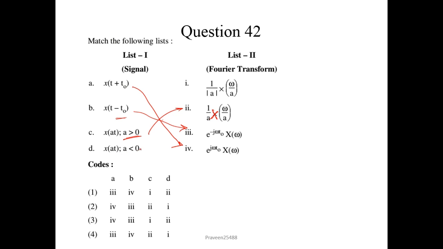X of at, a less than 0. It is 1 upon mod a X of omega upon a. So if a is less than 0 or negative, the amplitude is always positive. So here 1 upon mod a. So these matched with first one. So correct sequence is 4, 3, 2, 1. 2 is the correct answer.